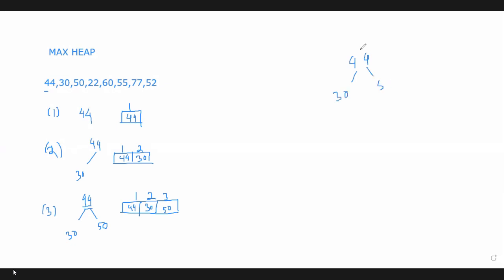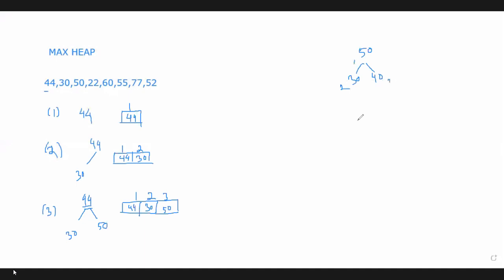Think about it in this way. This is the max heap tree, so 50 is the largest one, and its left child is 30 and right child is 44. So this is the max heap tree where the root node is greater than its child nodes. Okay, and the indices are 1, 2, 3.